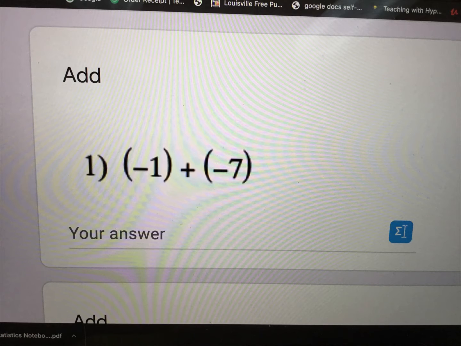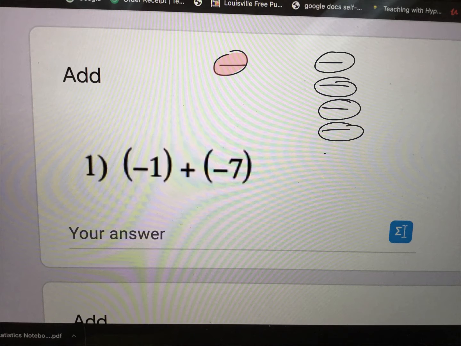And so I would make a model of a -1 with my little negative chip here. I'd have one negative, and then to model -7, I would do 7 little chips, right? And we're making them red because typically when you see a problem that involves negatives, we think of red.